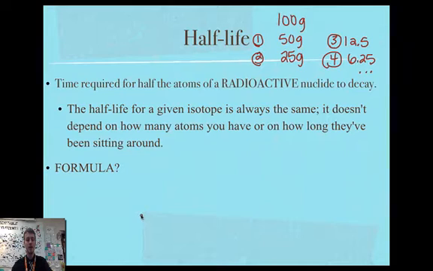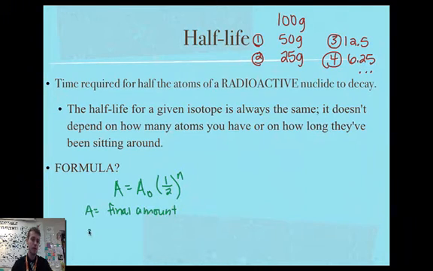Now for a half-life formula, we're going to say that A equals A sub O times 1/2 to the n power. A is your final amount, A sub O is your initial amount, and n is your number of half-lives.